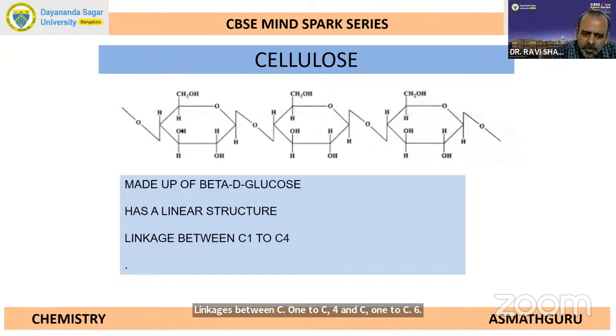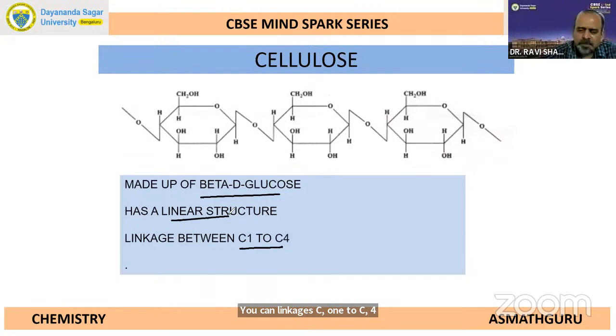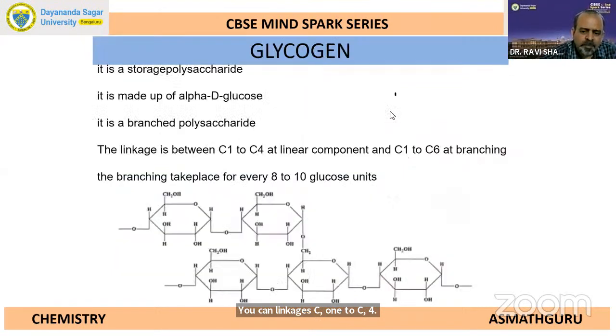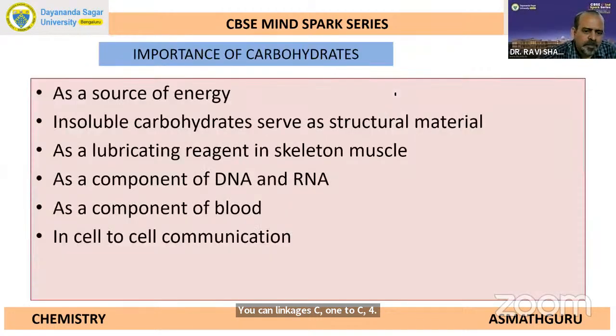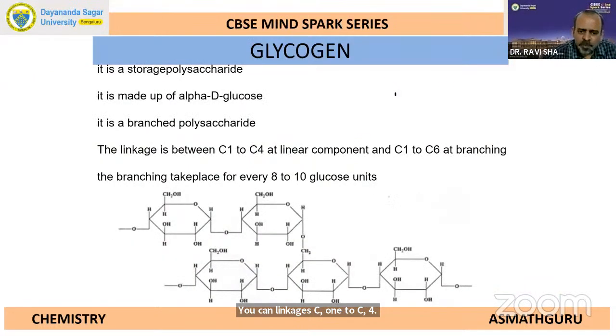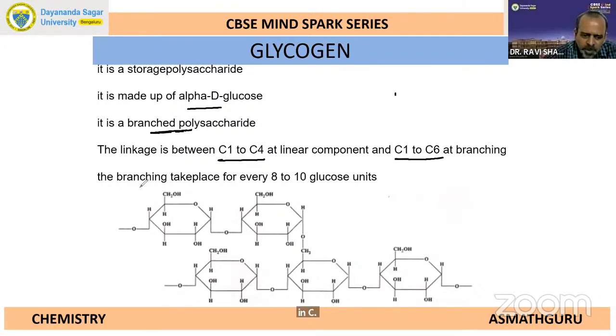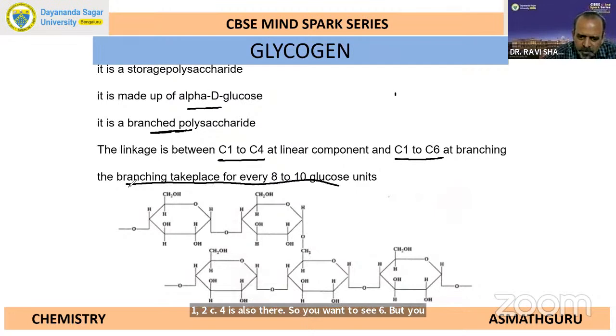Cellulose is made up of beta glucose. Again, linkage is C1 to C4, made up of beta glucose. Again a linear one. And glycogen is a storage polysaccharide. It is a branching molecule. Remember this one. C1 to C4 is also there, C1 to C6 is there. But here there is more branching because branching takes place for every 8 to 10 glucose units. So it has more branching.